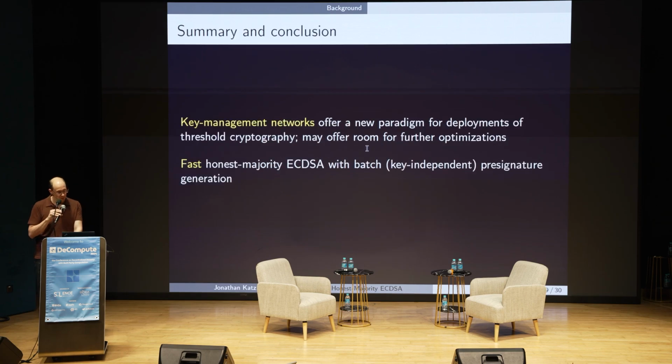So just to summarize, these key management networks, I think, are really a powerful paradigm for deployments of threshold cryptography, and I think maybe other people want to consider that paradigm and explore further optimizations within that sort of a deployment scenario. And then I also talked about a fast, honest majority ECDSA protocol that offers the ability for batch pre-signature generation with key independent pre-signatures.